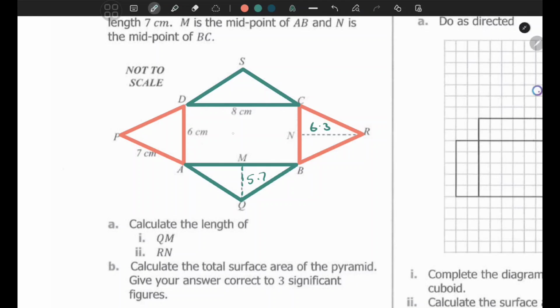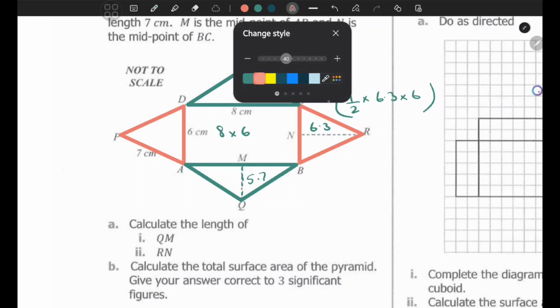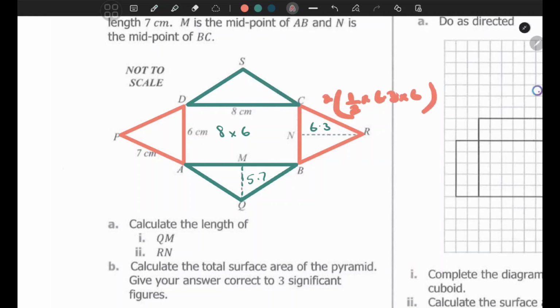So what is the value for this? This is 8 times 6. What's the value for this? It's going to be half multiplied by 6.3, which is the height, and the base, which is 6. Right, and then you'll multiply this all by 2. For both of these, and then when you have this triangle, you have 2 multiplied by half multiplied by 5.7 into the base, which is 8, and then you'll add all of these together.